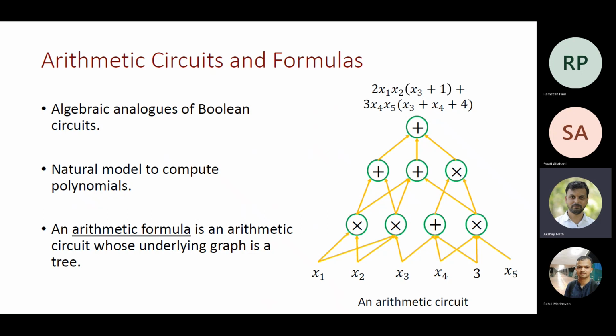A circuit computes a polynomial naturally. For example, every plus gate computes the sum of its inputs, and every product gate computes the product of its inputs. The polynomial computed by the circuit is just the polynomial computed by the output gate.